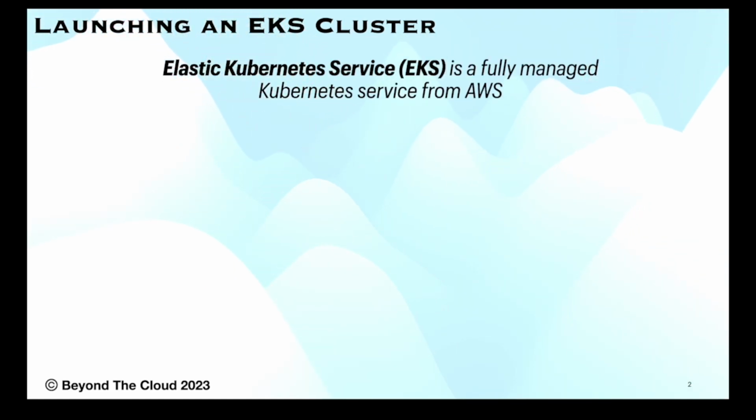So what is EKS? AWS EKS, or Elastic Kubernetes Service, is a fully managed Kubernetes service from AWS. Kubernetes was basically launched by Google. So how do we launch or configure it in AWS? For that, we have a service called EKS. And from that service, we can manage Kubernetes, or we can launch Kubernetes nodes and pods. So this is called EKS.